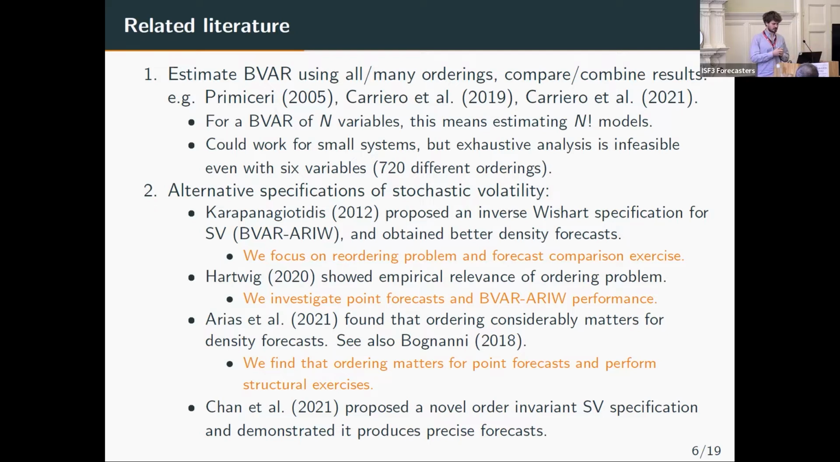Now, for the sake of time, let me not go into all the alternative specifications and papers on this. Let me just say there are other papers that started to investigate this. It is rather recent that the literature has paid attention to it. They all find that ordering matters. We typically differ in several dimensions. First, we look at point and density forecasts, at the structural implications, as well as the competitor model. If you have further questions about other papers, the literature, I'm happy to answer them.